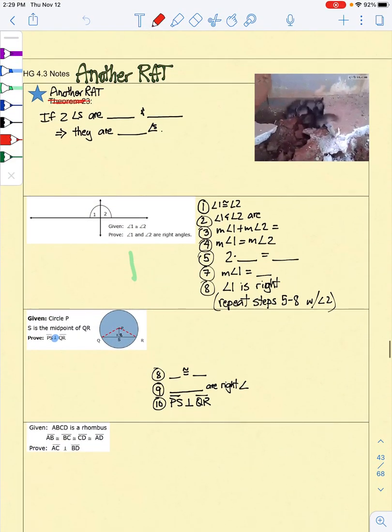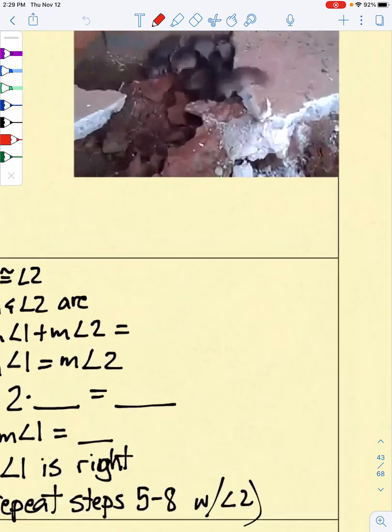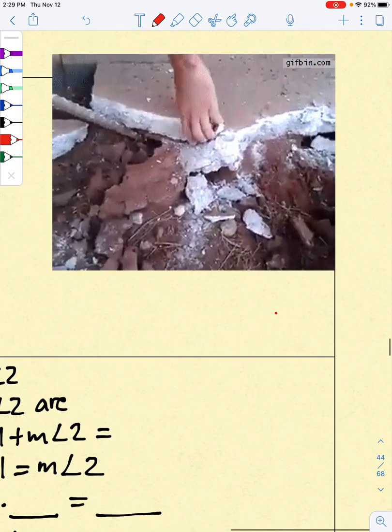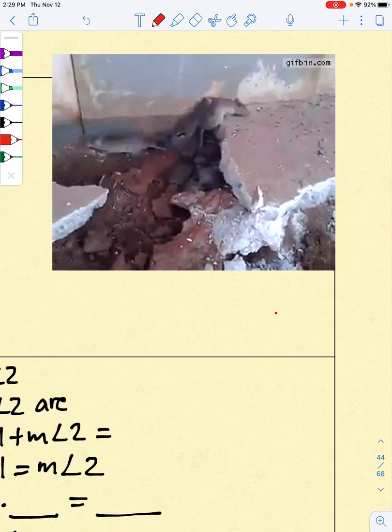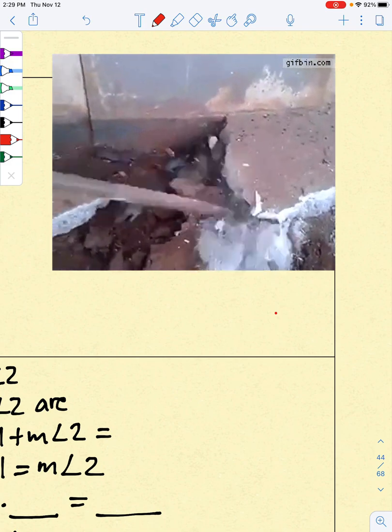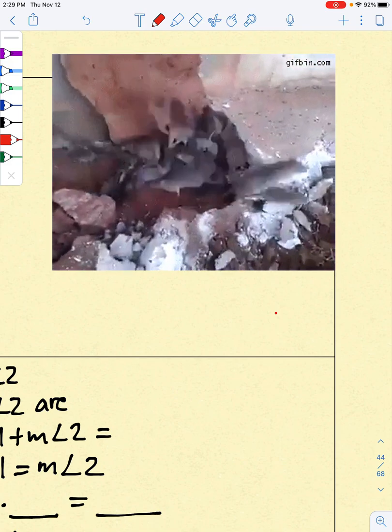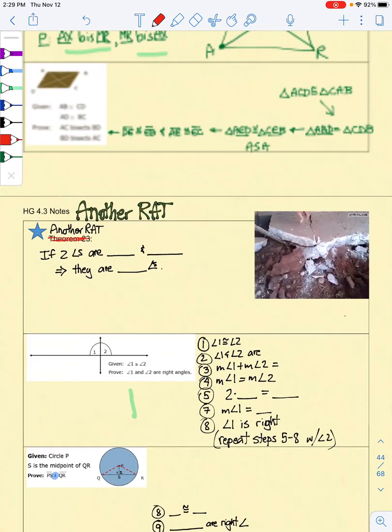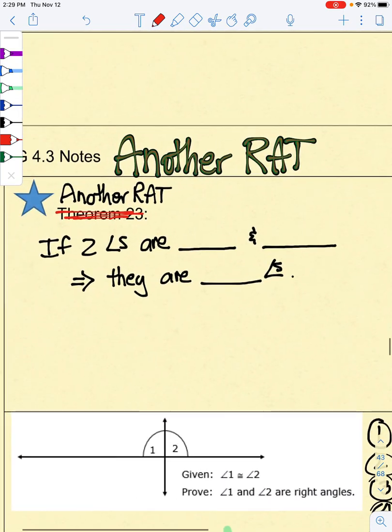All right, here we go. 4-3. This is another rat. Wouldn't that be a scary scene? Oh, my word. All right, we'll leave that. Okay.